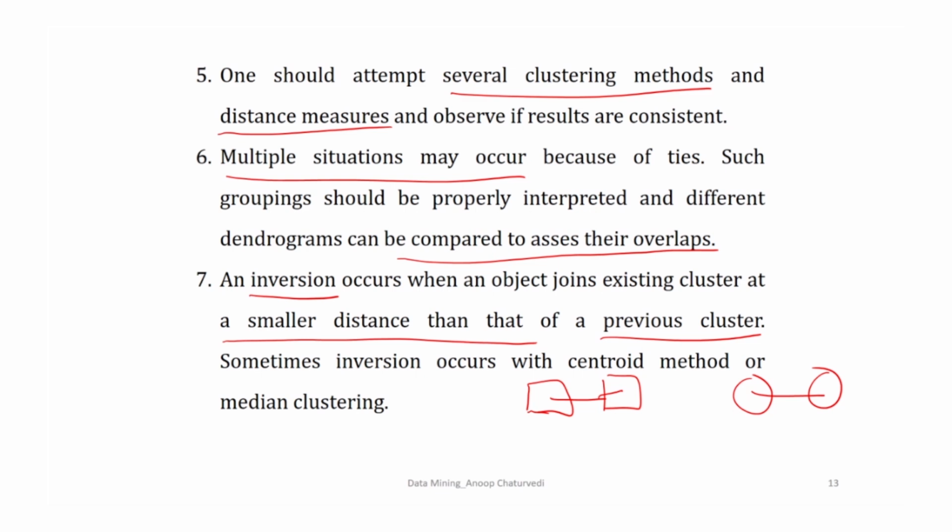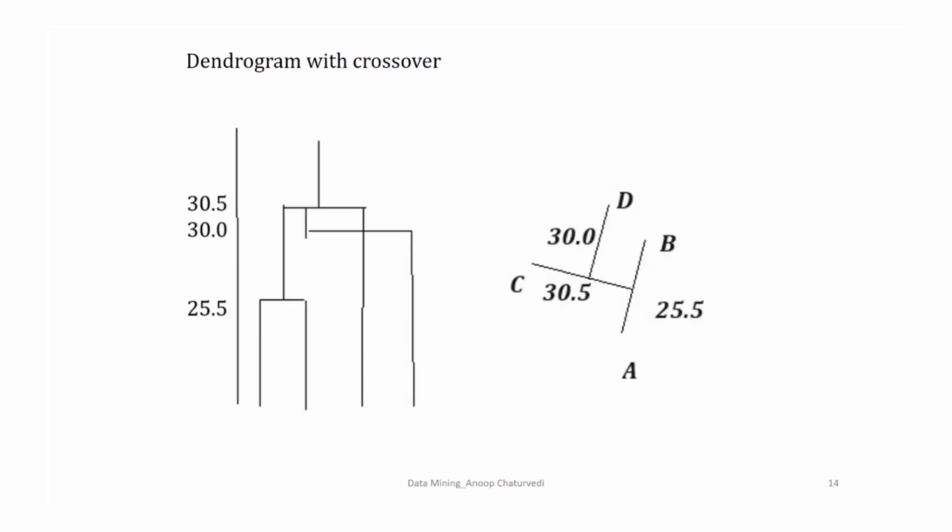Sometimes inversion occurs with the centroid method or median clustering. It is more likely that you get inversion in the centroid method or median clustering. You do not get inversion in single linkage or complete linkage clustering, but it is very likely that you get inversion in centroid methods. Now, this is the dendrogram with crossover.